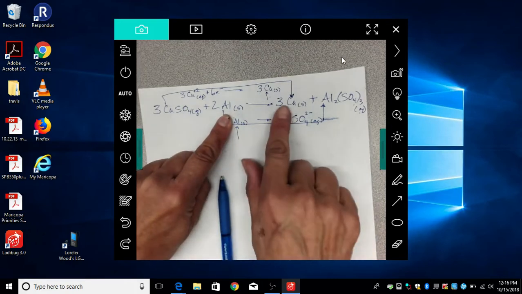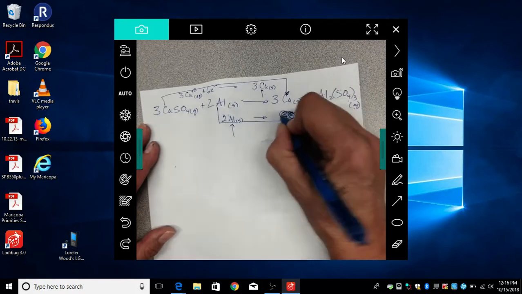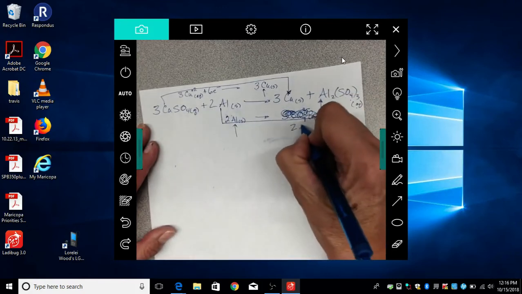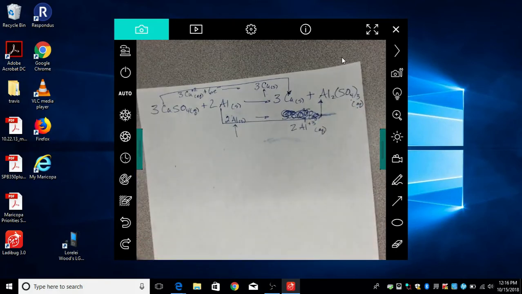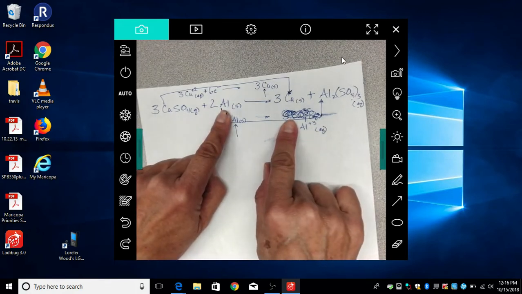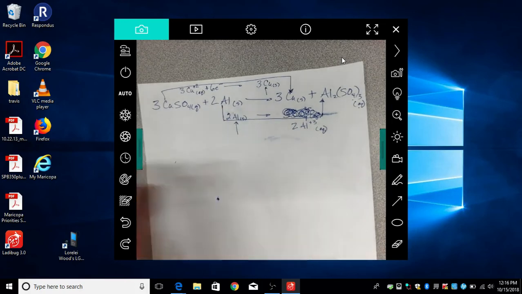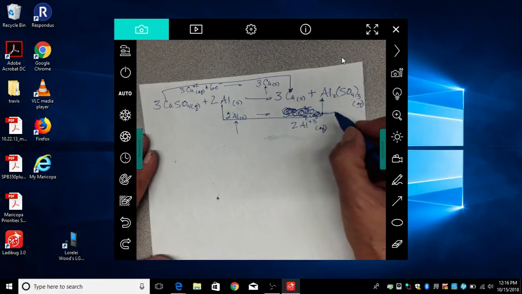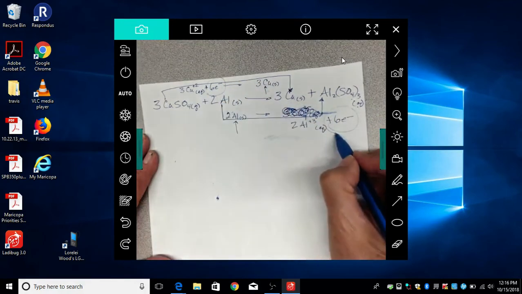What does an aluminum atom... Oh, wait a minute. I wrote that wrong, didn't I? No wonder you guys were confused. All right, we have 2 aluminum ions with a +3 charge in aqueous solution. Sulfate wasn't doing anything. All right, so what does an aluminum atom have to do to become an aluminum ion? Lose 3. If there's 2 of the atoms, each losing 3 electrons, how many total electrons are lost? 6. Where am I going to put those 6 electrons? On the product side. I could check. Electrons gained is electrons lost.